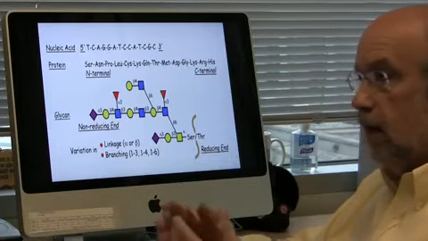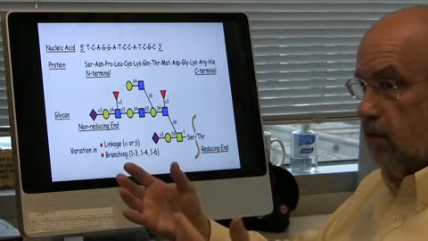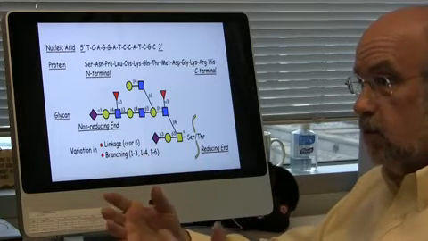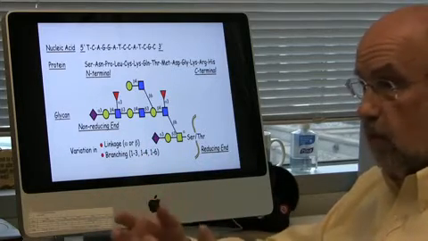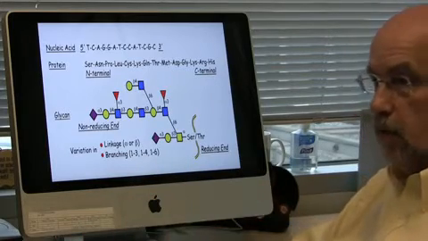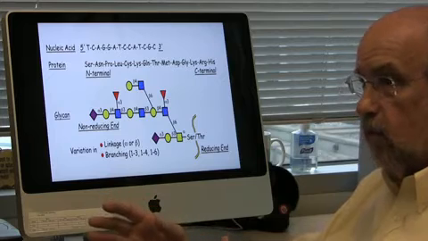And they function in everything from sperm egg cell binding to situations where we have white cells that are moving from the bone marrow out into the tissues. Those are all involved protein-carbohydrate interactions. So that's why these are very important.